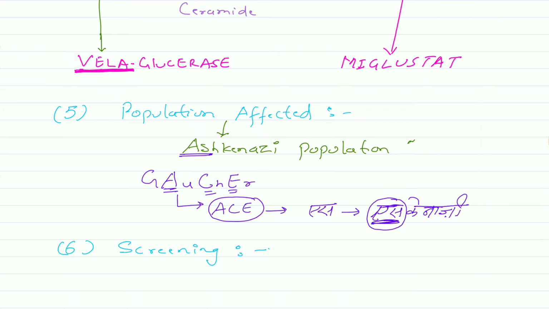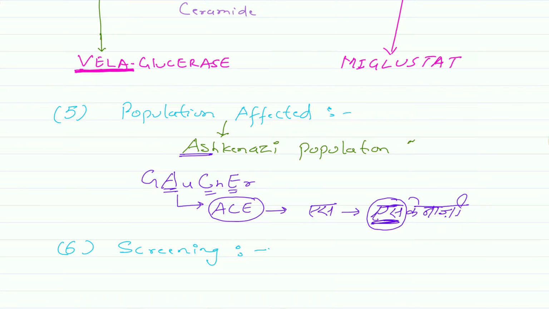First, a very important point is which population is affected. This is a very important MCQ. Second, the treatment. How will you treat this patient? Treatment is first by enzyme replacement therapy and second by substrate reduction. In enzyme replacement therapy we use velaglucerase, and in substrate reduction therapy we use miglustat.